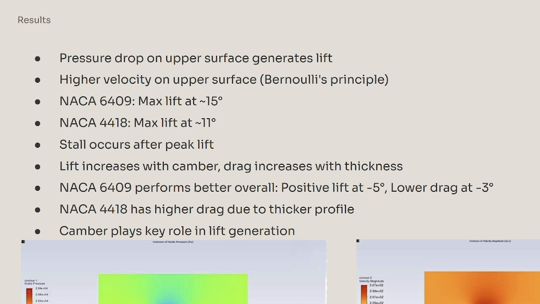My results. This is a pressure contour of the NACA 4418. You can see that the pressure on the top of the surface is lower than the one on the bottom. This difference is what creates lift. As for the velocity contour, the air moves faster on top than it does on the bottom, which follows Bernoulli's principle, giving it the redder orange color on the top.